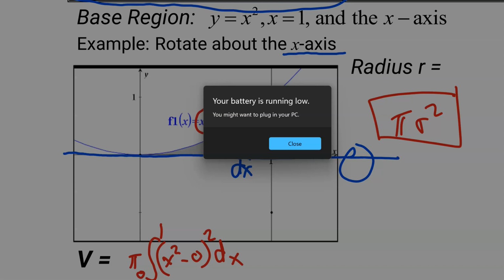Whoops. Even when I'm making a video, I've got to plug in my computer. There we go.